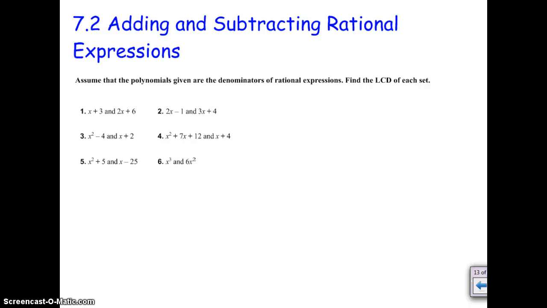Hi, Algebra 2. We are going to go ahead and add and subtract rational expressions today instead of multiplying and dividing. So we talked about factoring and then canceling or simplifying common factors when we were multiplying and dividing on day 7.1. So now we're going to be looking at adding and subtracting. And in order to add and subtract, the one difference is that we know we're going to have a common denominator. So a little change from day 7.1, we need a common denominator.